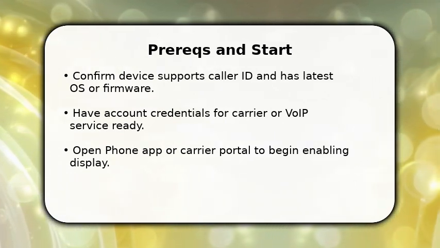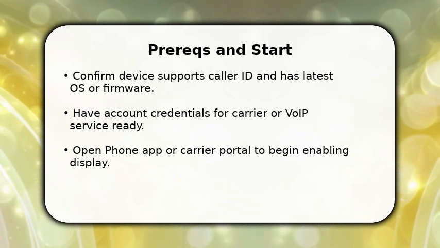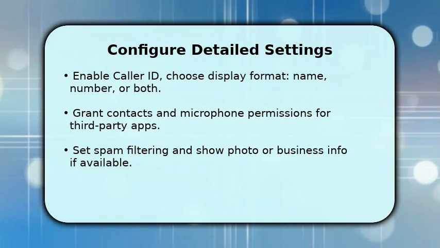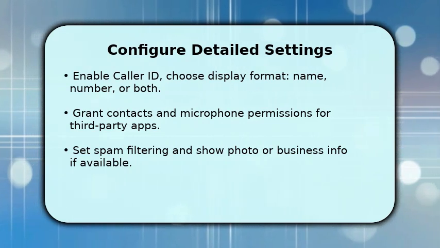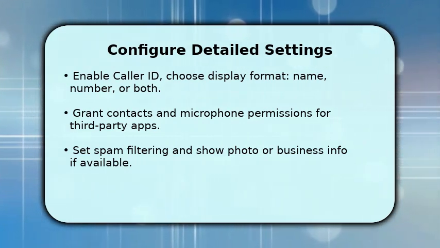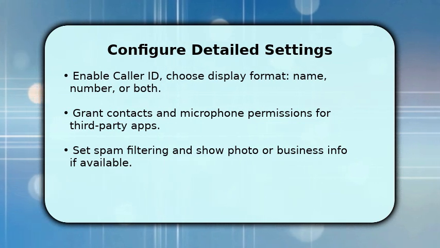This first step gets the system ready so the rest of the process can change how incoming numbers appear to you. Now you configure the detailed options. Go into caller ID preferences and choose whether to show name, number, or both. This affects what the recipient sees and how you identify callers.